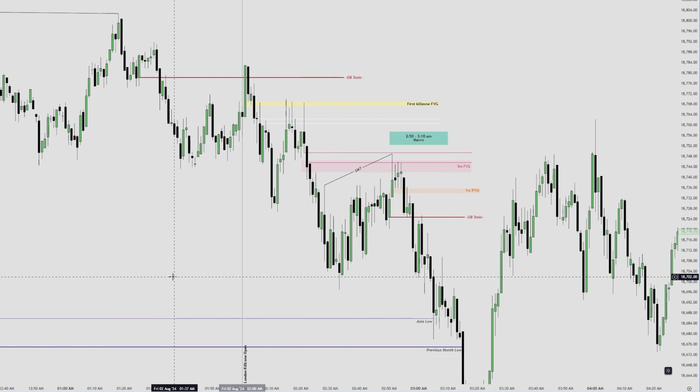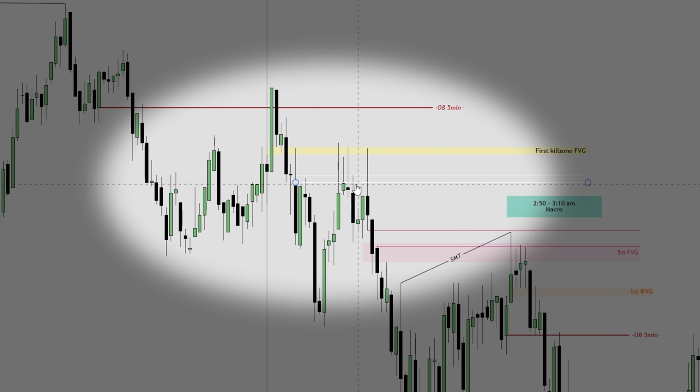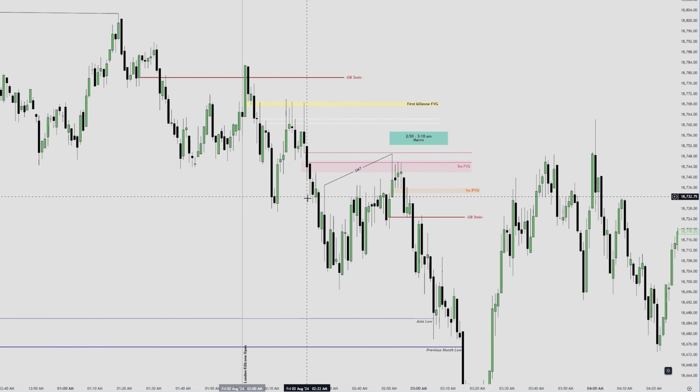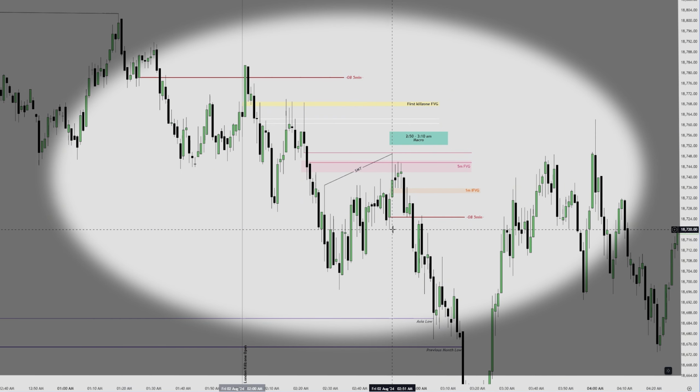You'll also notice that as price was wicking into this fair value gap, the bodies of these candles were also respecting this inefficiency in price, noted with these white trend lines. These were more indications that we were wanting to move lower. We began to near the 2:50 to 3:10 AM macro. Within this specific time frame is where I wanted to take my trade.